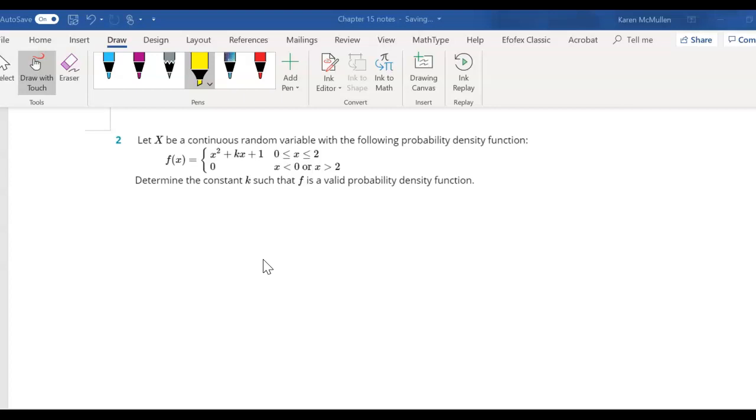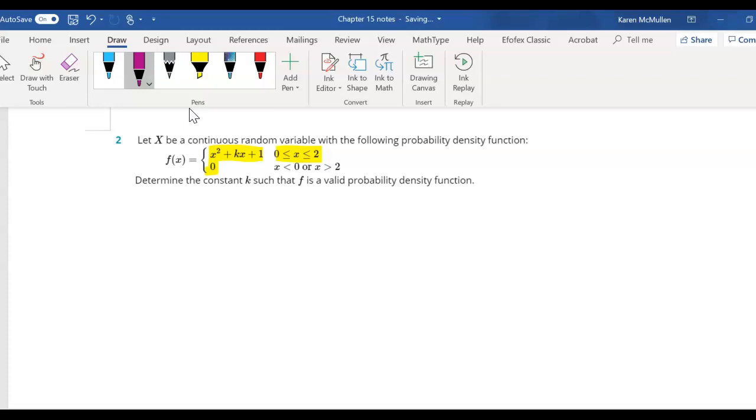Okay, so that just means we've got multiple functions. We have x squared plus kx plus 1 when x is between 0 and 2, and f of x is equal to 0 everywhere else. So if we know it's a continuous random variable, when you see that term, you're thinking of definite integrals.